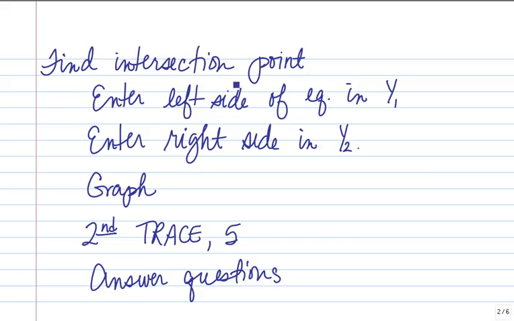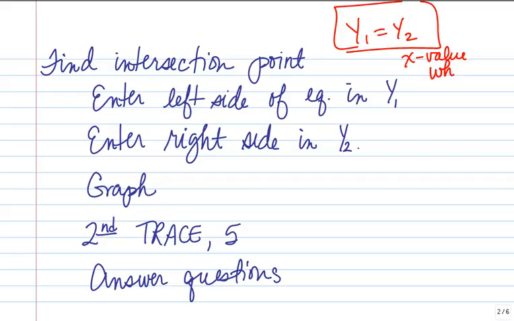So to use the intersection of graphs, what we're going to do is find the intersection point. When we say to find the intersection point, if we have an equation of the form y1 is equal to y2, we're going to try to find the x value where the graphs of y1 and y2 intersect. And that x value is the solution of the equation.